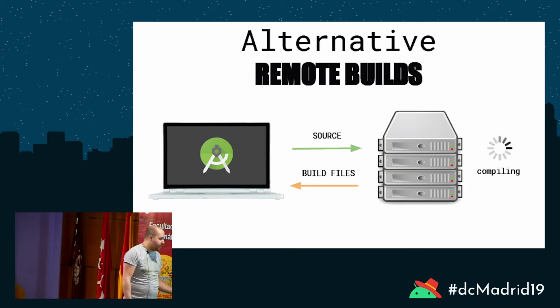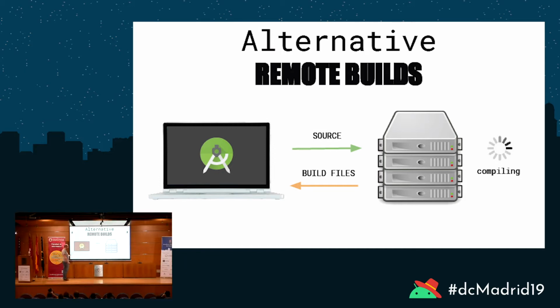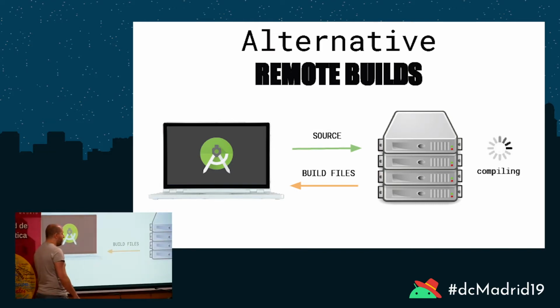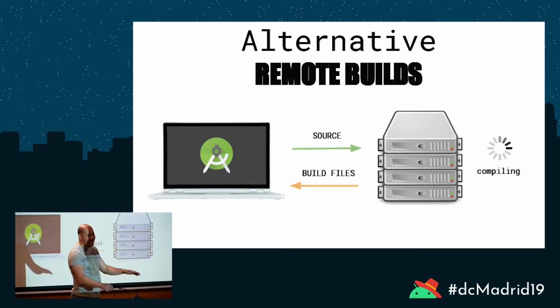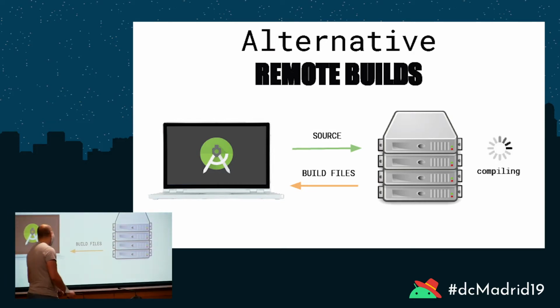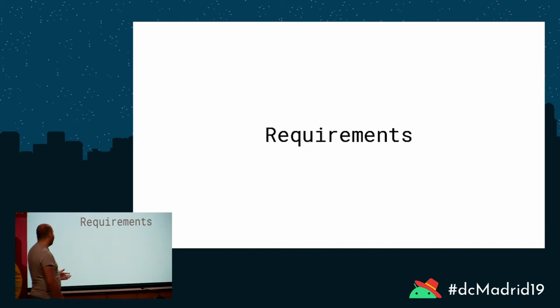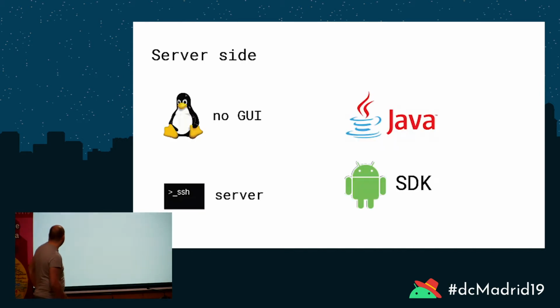The concept is quite simple. You have a machine and a remote machine. You send the code. You synchronize the code with that remote machine. It compiles, and then you get the build files back. Well, that's it. That's the end of the talk. Not quite. So let's talk about the requirements for doing this.